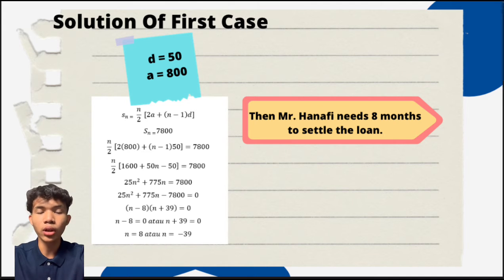So we got 25N squared plus 775N equal to 7,800. So move 7,800 to the left side of the equation, so it will be equal to 0. Then do the quadratic formula, and we got N equal to 8 or minus 39. So the conclusion, Mr. Hanafi needs 8 months to settle the loan. So that's all from me. Thank you very much.